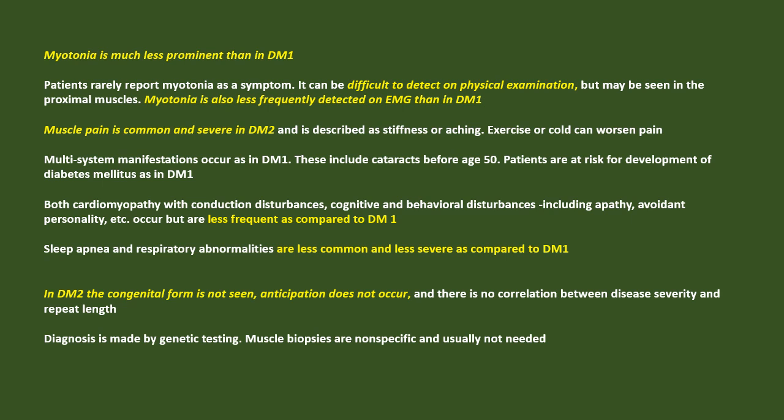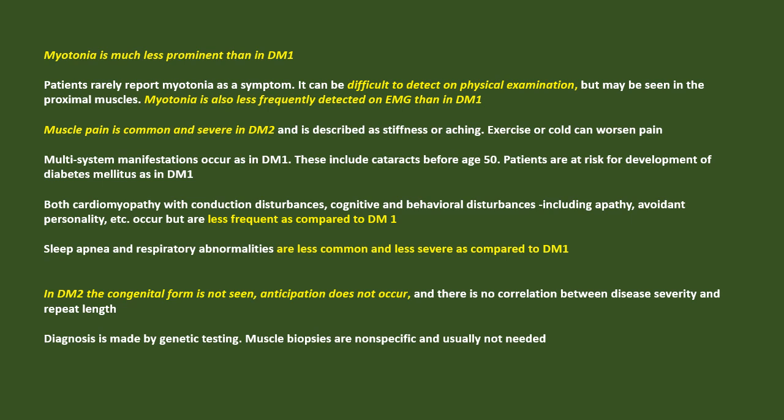Myotonia is much less prominent than in DM1. Patients rarely report myotonia as a symptom. It can be difficult to detect on physical examination, but may be seen in the proximal muscles. Myotonia is also less frequently detected on EMG than in DM1. Muscle pain is common and severe in DM2 and is described as stiffness or aching. Exercise or cold can worsen the pain.